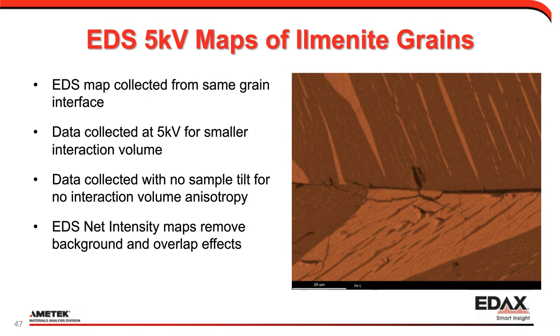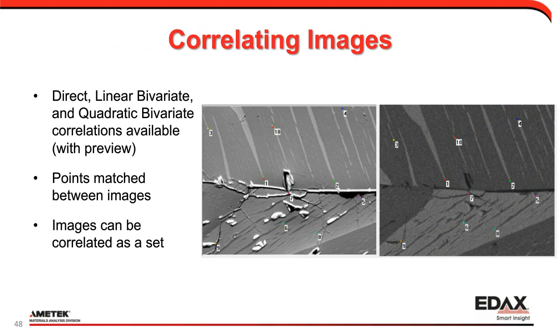And then the important key, and one of the key takeaways for the presentation, is we've put a function into OIM Analysis that allows us to correlate images from different techniques with the underlying EBSD software. So here you can see the EBSD map on the left. This is a PRIAS image. I'll talk about PRIAS in a few minutes. And the 5 kV elemental map on the right.